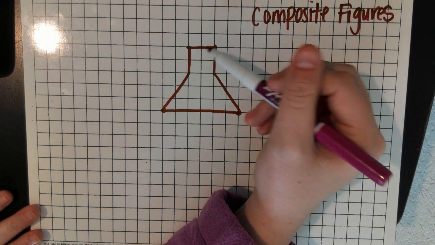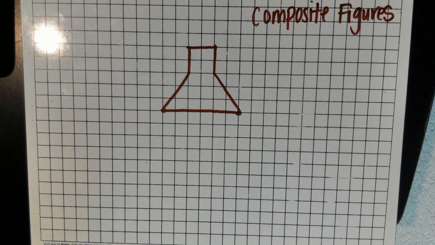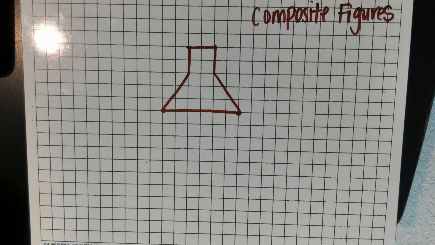All that means is 2 shapes, or 3 shapes, or 4 shapes are put together to make one shape. So what you want to do first is look at your shape and figure out how you can break this entire figure up into multiple shapes that you know. So squares, rectangles, triangles, trapezoids, parallelograms. Any of those shapes that you see, that's how you want to break it.